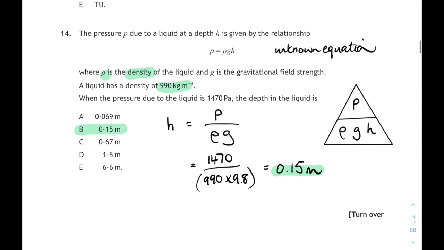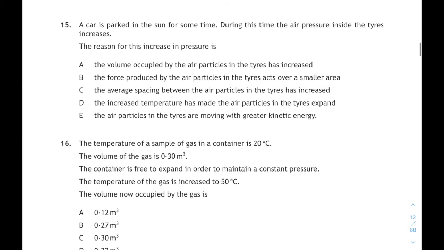That's answer B, 14B. 15. A car is parked in the sun for some time, and during this time the pressure in the tyres will increase. And the reason for this increase in pressure is the volume occupied by the air particles in the tyres has increased. Well, no, the tyres stay the same size, so that's wrong.